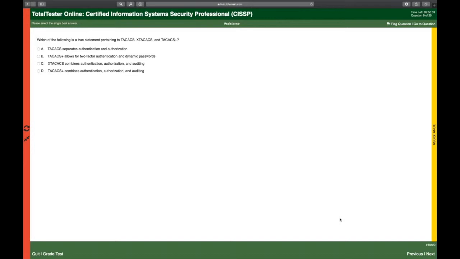Now, what I know about these is that TACACS has the least functionality. XTACACS has more. TACACS Plus has even more, but neither of these are backward compatible. They're created by separate authors. But one thing in contention here is whether the different components are modular or not. Like in Alpha where it says it separates authentication and authorization, that is a capability of XTACACS and TACACS Plus. That's not a capability of TACACS.